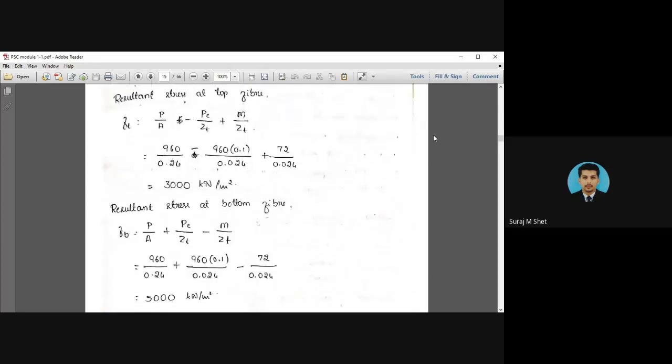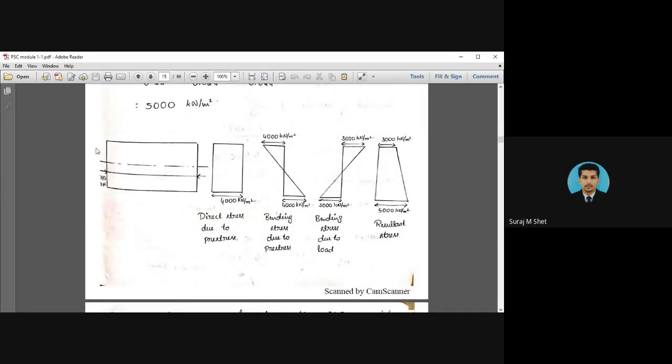Okay, they are not shown the diagram. I'll show the previous one. See, this is your concrete section. They asked to find the extreme fiber stress at the end section. This end section, you have to calculate the stress at the end section.